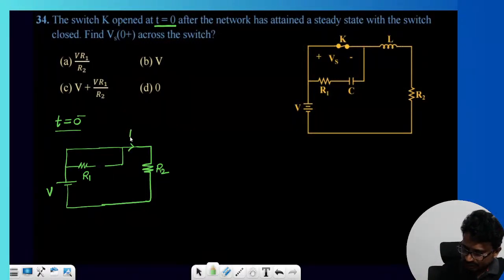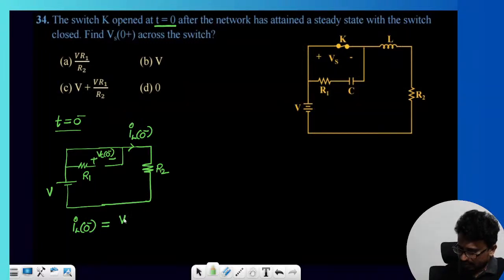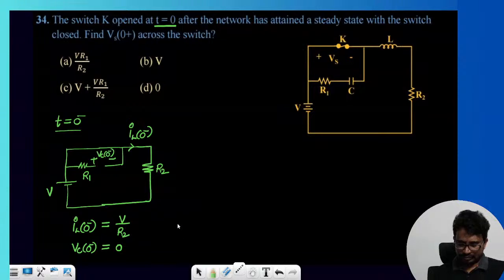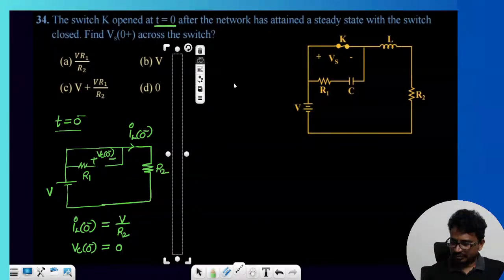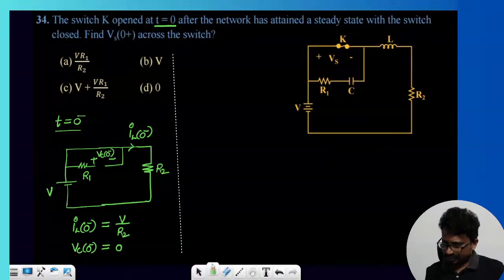So here this current, which I can call IL of 0 minus, and here this voltage, if I say this is VC of 0 minus. So what we can say here, IL of 0 minus is given as V by R2. Next, what is VC of 0 minus? That is equal to 0. Got it? First thing.